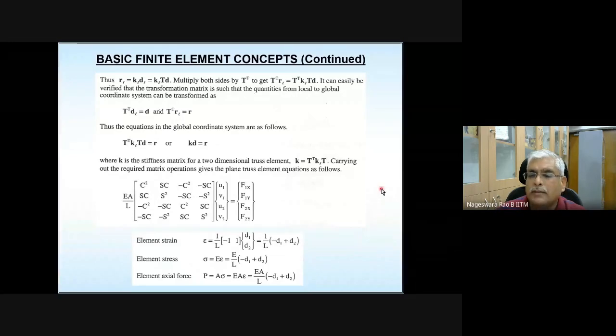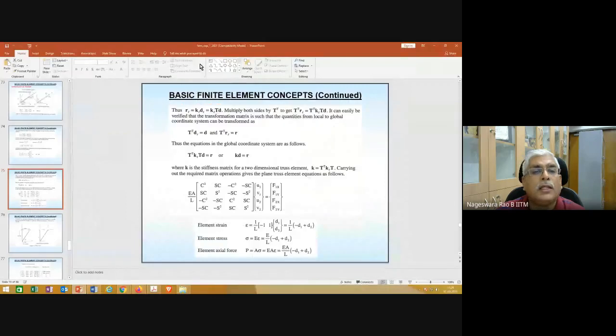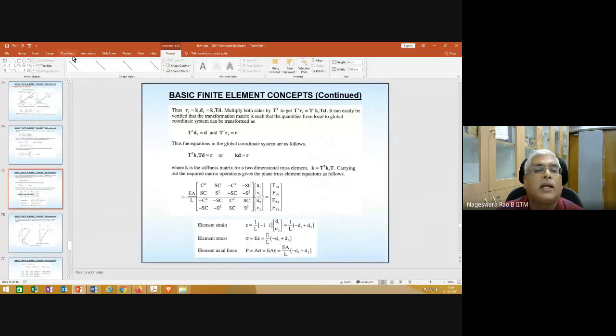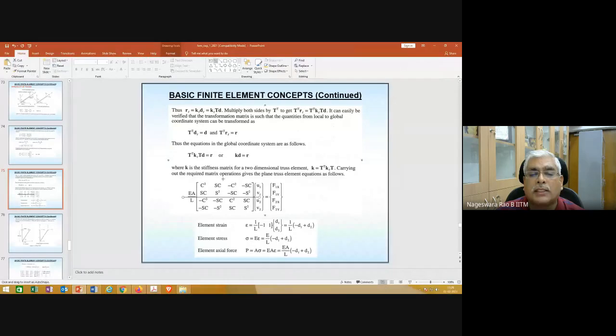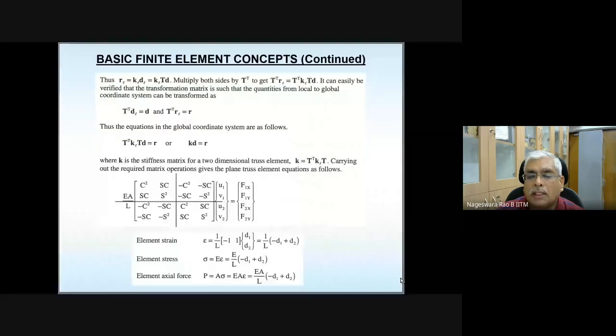And one more thing. How do I remember this very easily? If you go back to your structural analysis, matrix analysis of structures, and compare the equation that you get for a truss element, you will see exactly the same equation in matrix analysis of structures. Okay? How do I remember this 4 by 4 matrix?